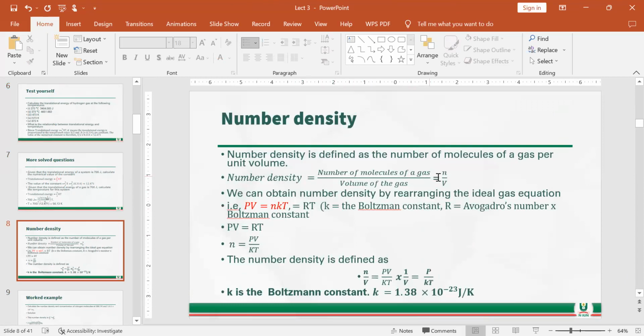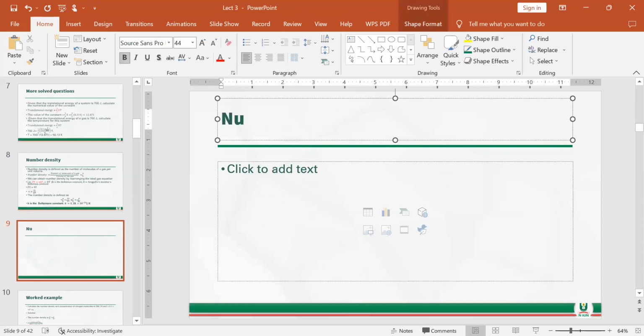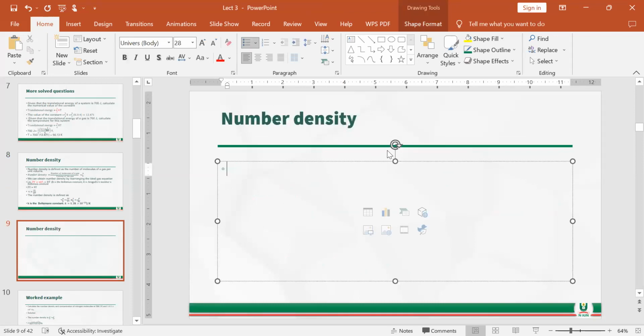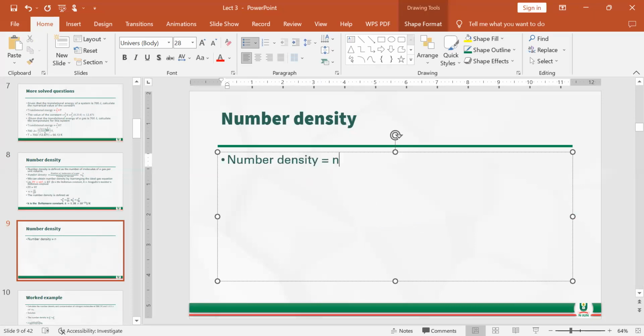You know what number density is? The number of molecules of a gas divided by the volume of the gas. Do you understand that one? Yes, sir. All right, let me take you from there. So we say that the number density is the number of molecules, N, all over what? Volume. You understand up to that point? Yes, sir. Then come to the gas law, PV is equal to NKT. K is the Boltzmann constant, given as 1.38 times 10 raised to the power of minus 23. That's the value of the Boltzmann constant. You understand that? Yes, sir.